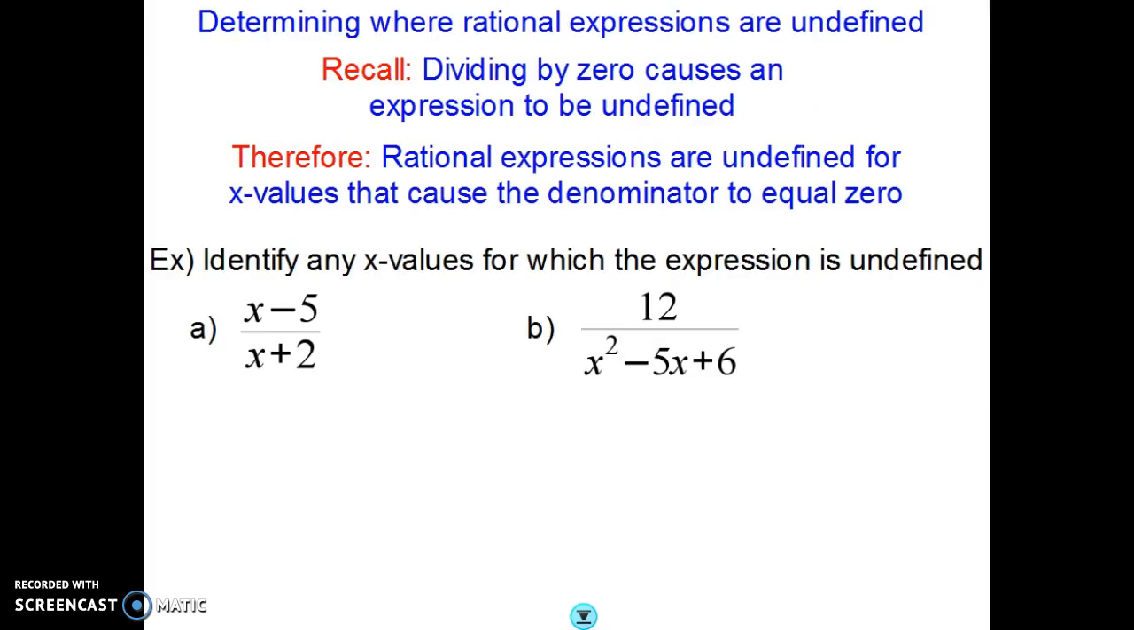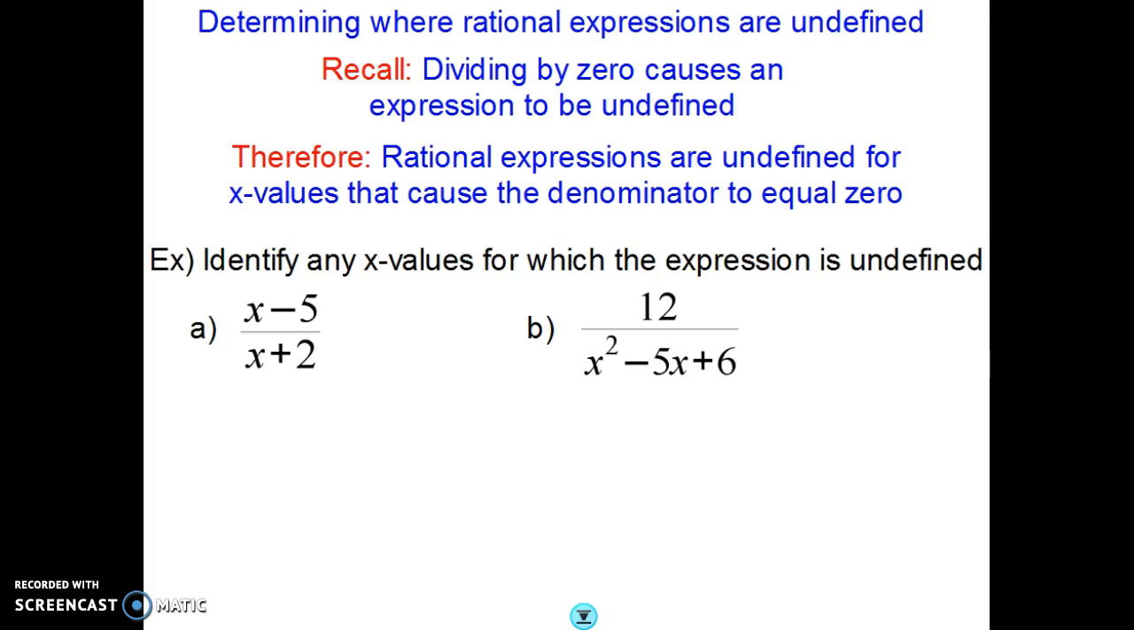Now, the first thing we want to be able to do when we look at rational expressions is determine for which values of x they are undefined. So remember that if you divide by 0, that expression you have is undefined, in any case. So for any fraction, if you divide by 0, it's undefined. This extends to rational expressions. These are undefined for x values that would make our denominator equal 0, because that's what we are dividing by.